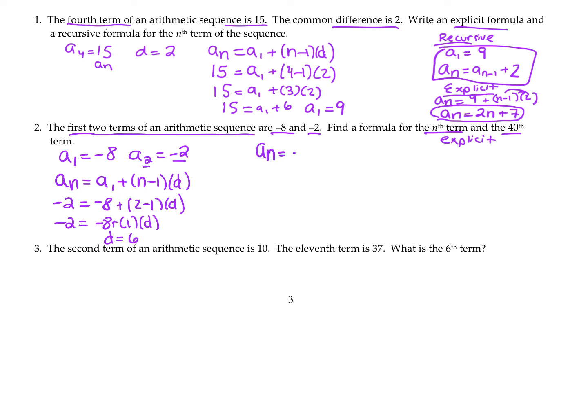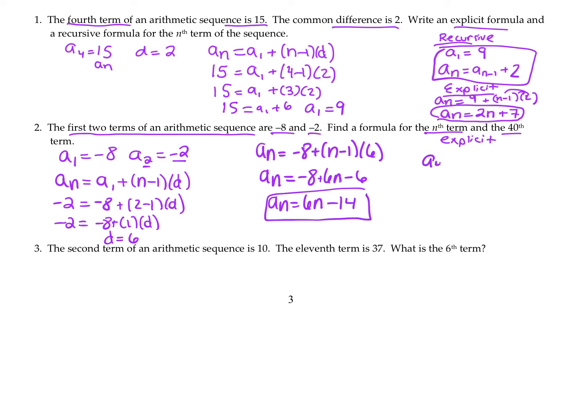So now if I'm going to write my explicit formula, I plug in -8 for A1 and 6 for the common difference. So my explicit formula should be 6n, sorry, so it'll be 6n minus 14. Now to find the 40th term, I would take 40 and substitute in for n. And so my 40th term would be 226.